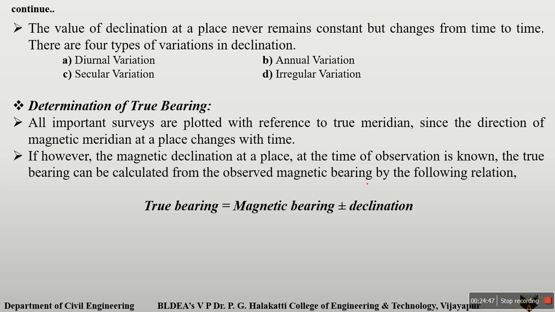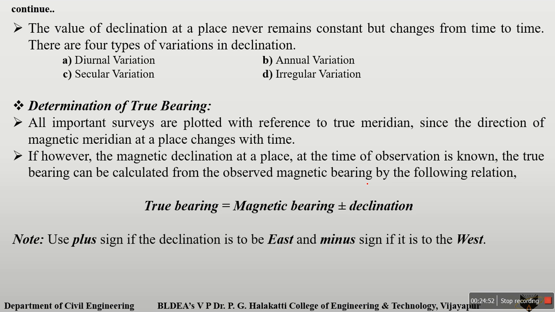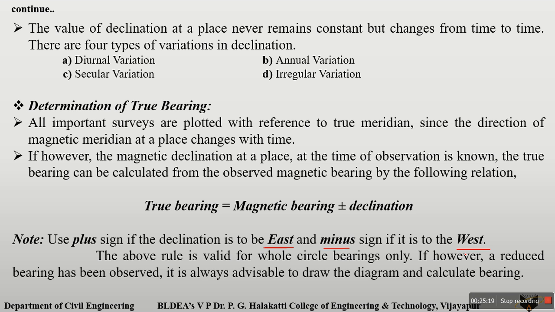So when to use the plus sign as well as the negative sign? Use the plus sign if our declination is towards the east. Use the minus sign if the declination is towards the west side. But one condition: the use of these plus and minus signs with respect to east and west is only applicable in the whole circle bearing system.